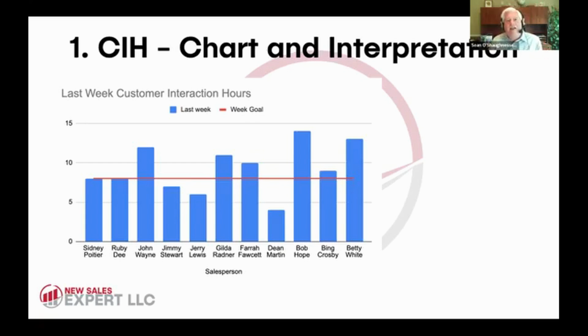He had 14 customer interaction hours last week. He nailed it. He had a great week. Great, Bob Hope. Let's stand up and do that. That red line going across, that's 8. That's the goal for everybody.